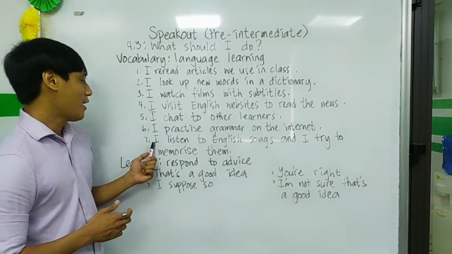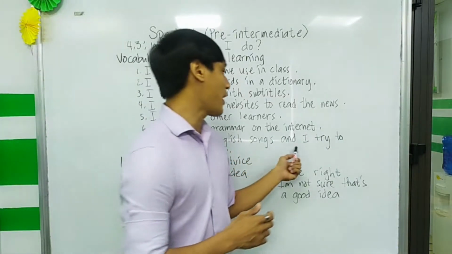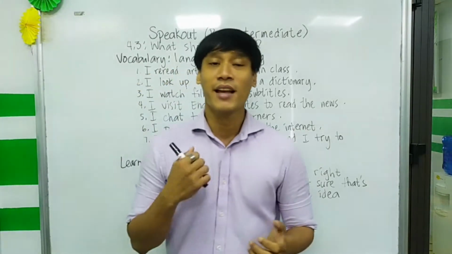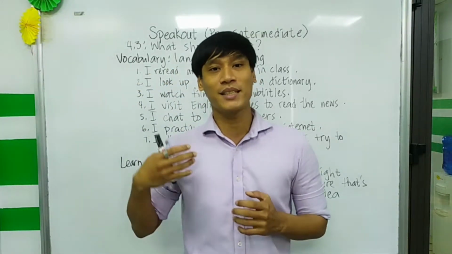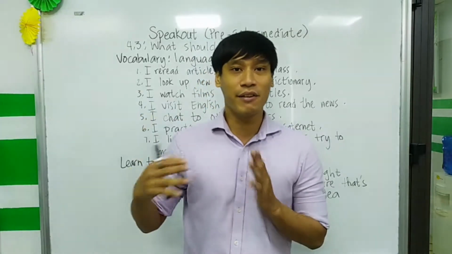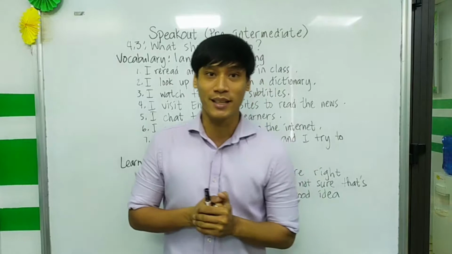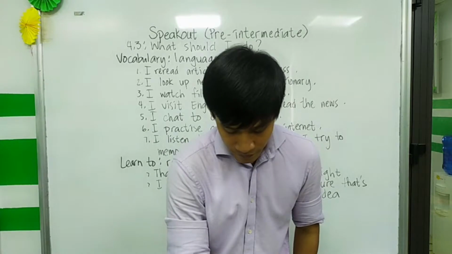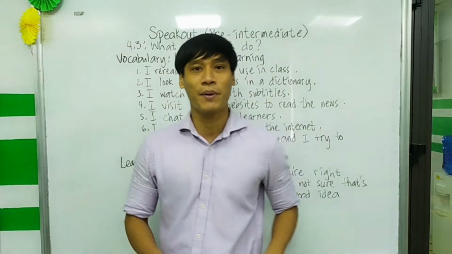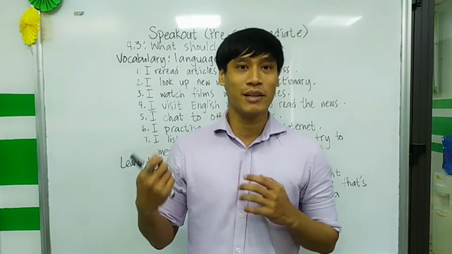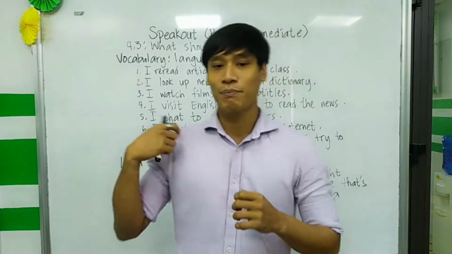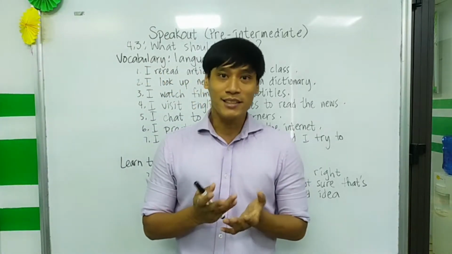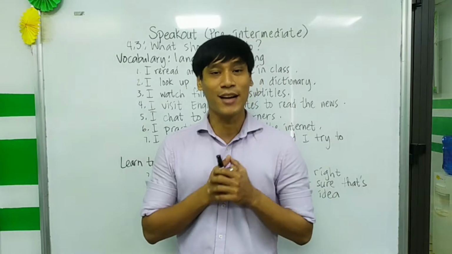Okay. Next is I listen to English songs and I try to memorize them. Listening to English songs is always good and try to memorize them. It's easier to memorize because there's a rhythm to it, right? Especially if you like music, it's easier to learn English. So that is letter D, study until you remember, right? So always try to listen, practice, sing, memorize. Okay, so those are good advices for you to improve your English skills.